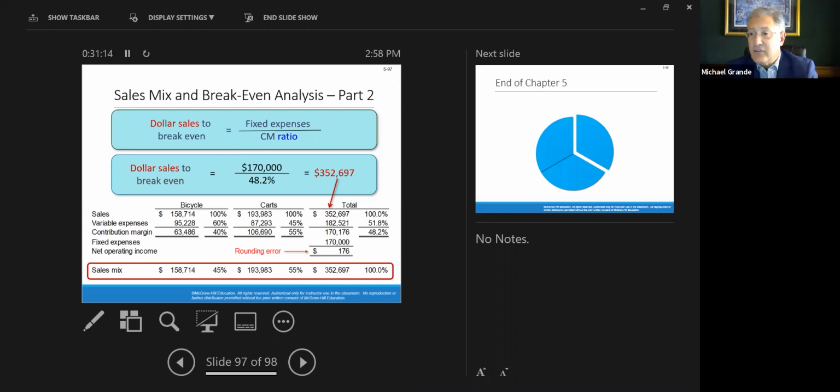So you can see where they took the 352 multiplied times 45%, they had sales for the bicycles of $158,000. And then you can also see that the carts, their sales mix is 55%. They get $193,000. Now, we also have to keep the variable expenses at the same ratio as they were previously. So in the bicycles, the variable expenses are 60% of sales, which comes to 95,228. In the carts, the variable expenses were 45%, times 193 is 87.